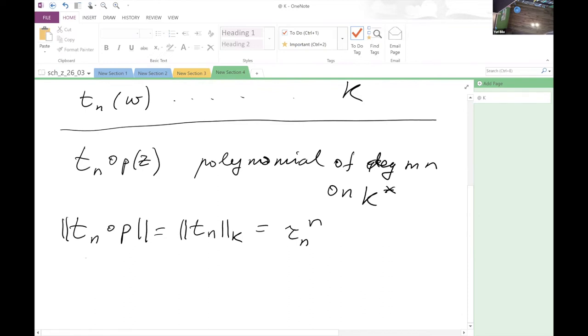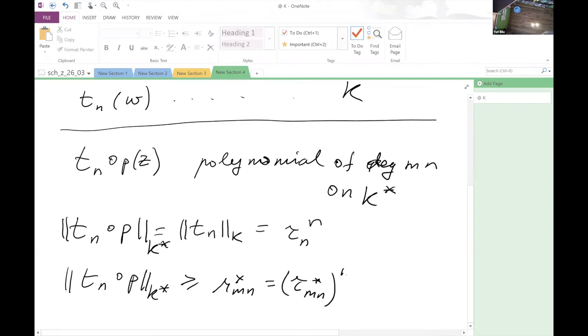But what is this? This is greater or equal than tau mn star, this is for K star, raised to the power mn. Not well written. So on the other hand, Tn of p on K star must be greater or equal. It's of degree mn, so it is tau mn star raised to power mn.